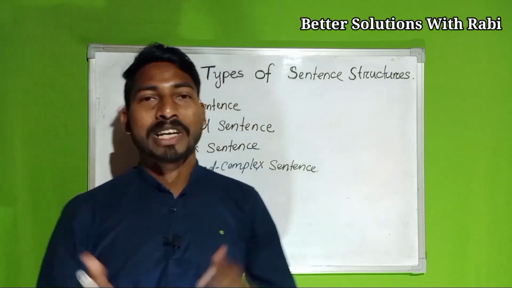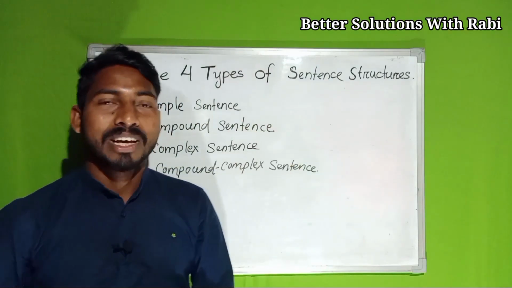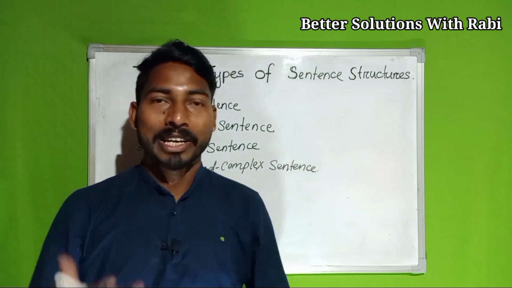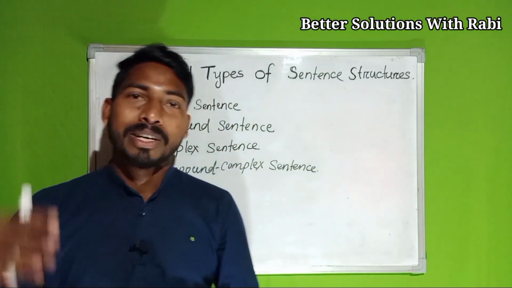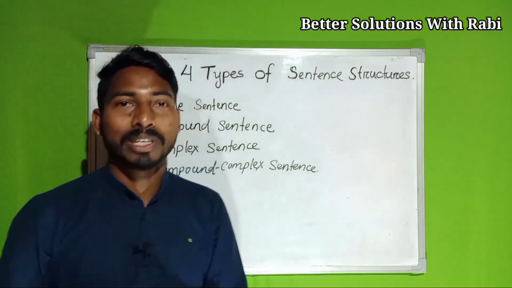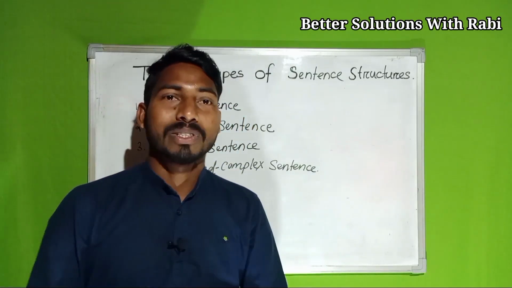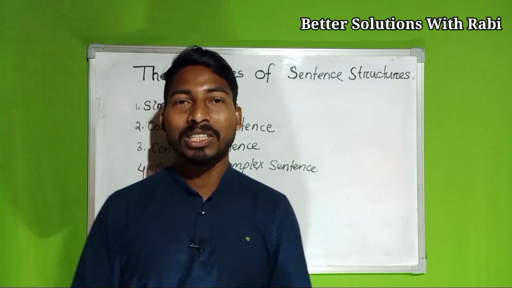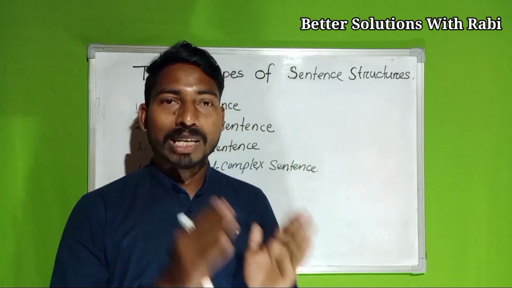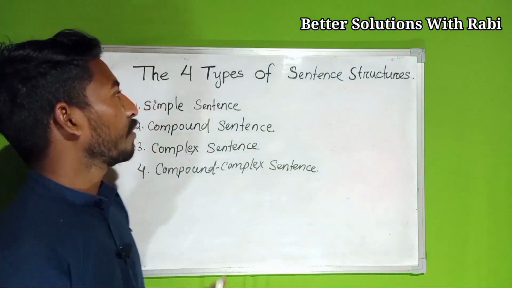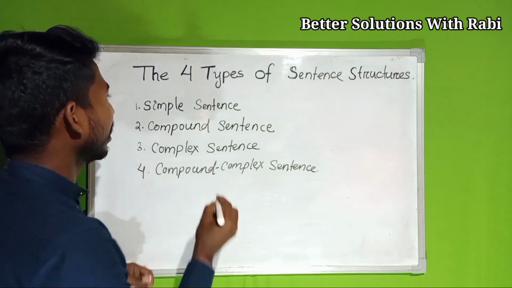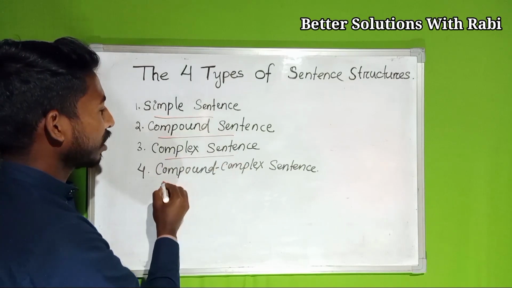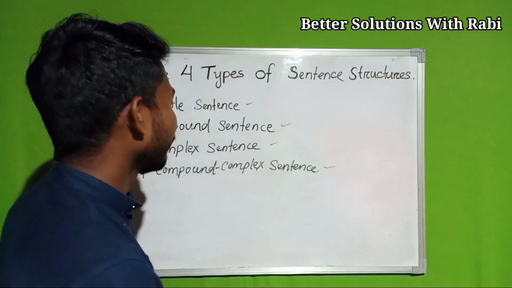So, in today's class, we are going to study the 4 types of sentence structures. As I had promised you earlier, I'll bring a video on the classification of sentence structures, and today I'm here. Let me remind you, in the previous class we studied the classification of sentences by purpose: assertive, interrogative, imperative, and exclamatory sentences. Similarly, here we are going to study the 4 types of sentence structures, and those are simple sentences, compound sentences, complex sentences, and compound complex sentences.